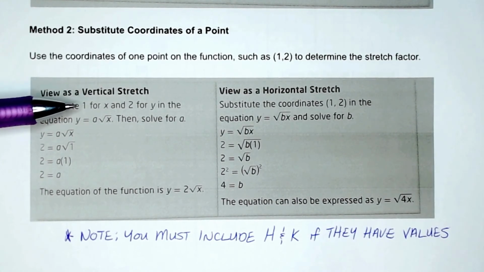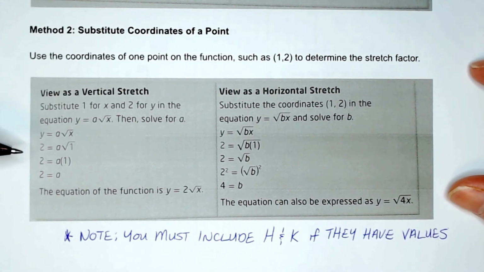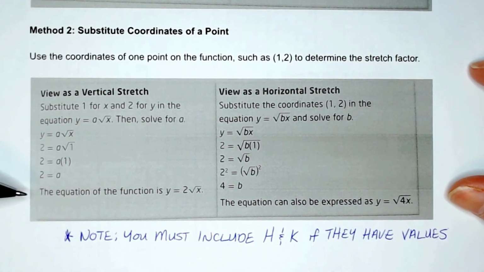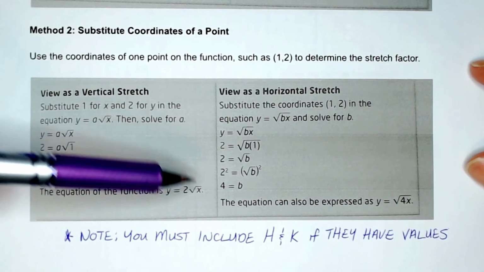So here we're just going to substitute 1 for x and 2 for y in the equation and solve for a. So you can see here we've put 2 and 1. Find the square root of 1, which of course is 1, and 2, and then just solve for a. 2 divided by 1 is of course 2. So that gives us the same result, y is equal to 2 root x.